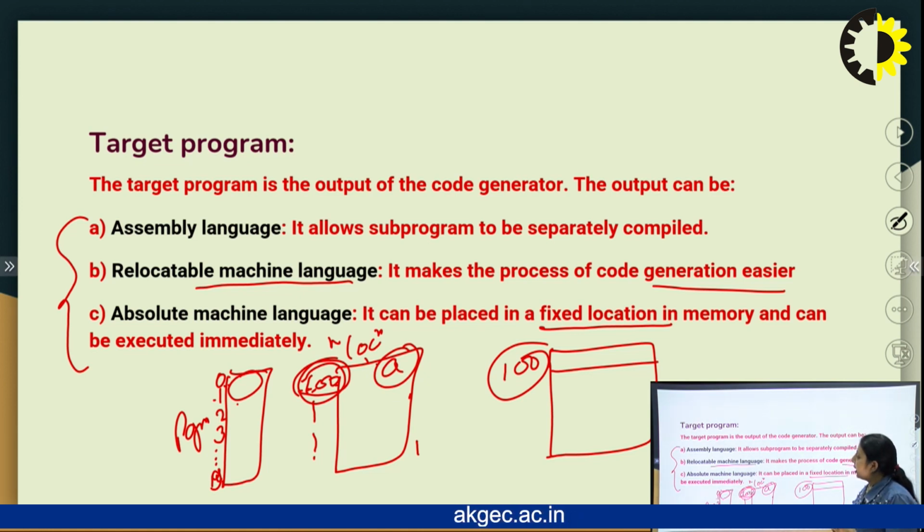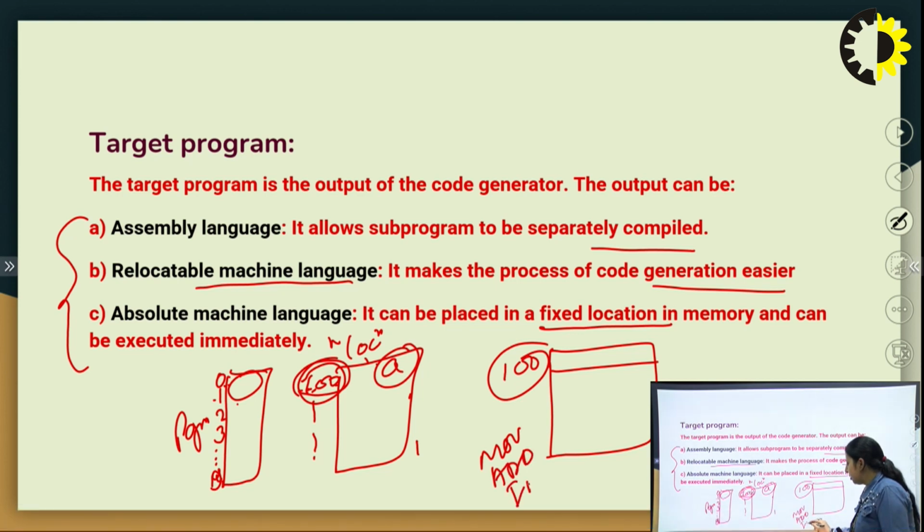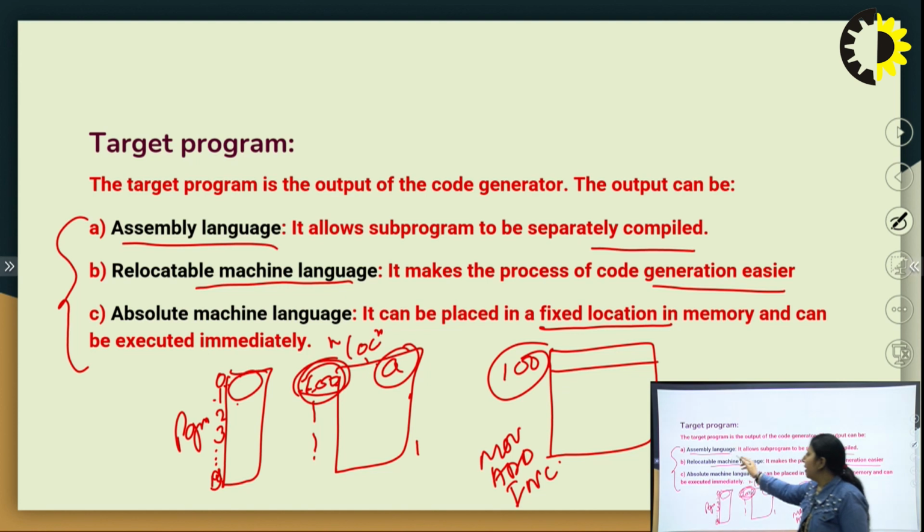And the last one is the assembly language. It allows subprograms to be separately compiled, meaning it also allows programs to be separately compiled. Why? Because the assembly language is in the form of instructions like move, add, increment. So, if the target program is in the assembly language, then it is more usable and more friendly for the compiler.